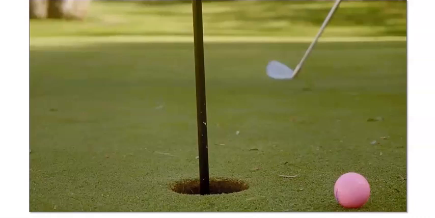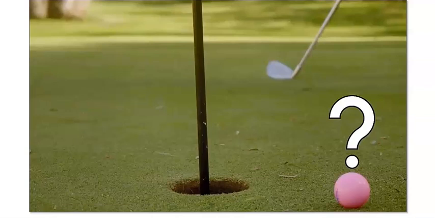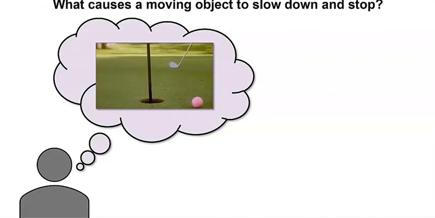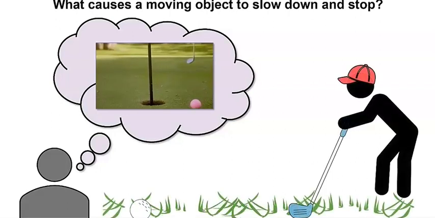But why do you think the ball slows down and stops? Is another force acting on the golf ball as it slows down and stops? Yes, I think another force must be acting on the golf ball after it is hit, because slowing down and stopping are changes in motion. Now I have a new question. What causes a moving object to slow down and stop? Could the surface that the golf ball is moving across have something to do with the golf ball's change in motion? Let's investigate and see what we can find out.